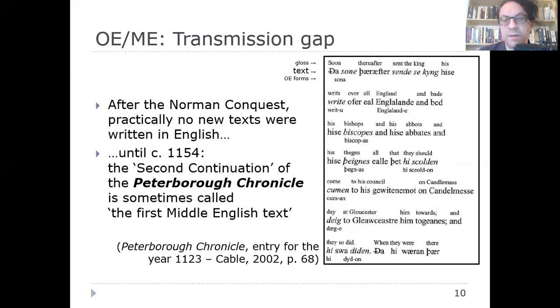It says there, "Tha soneth thereafter sendeth the king his writ over all England, and bade his bishops and his abbates and his thanes all, that he shoulden come to his Gewittenemot on Candlemas day to Gloucester him to Janus, and he swa didden."